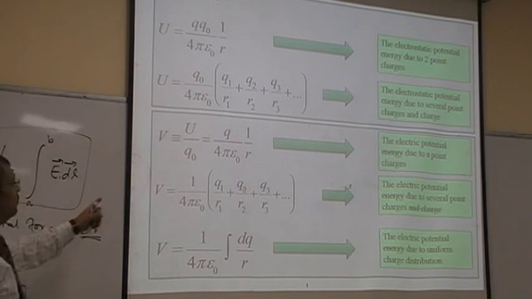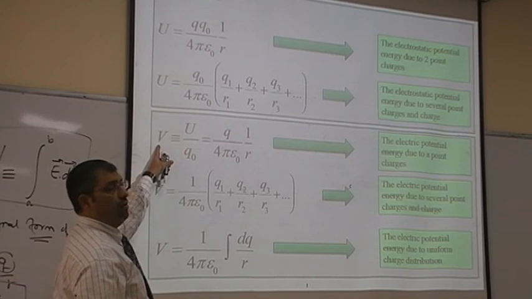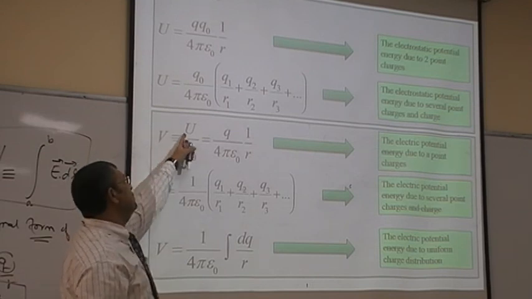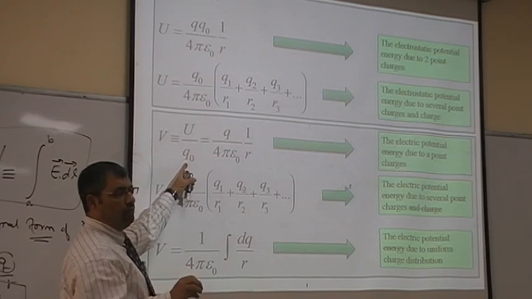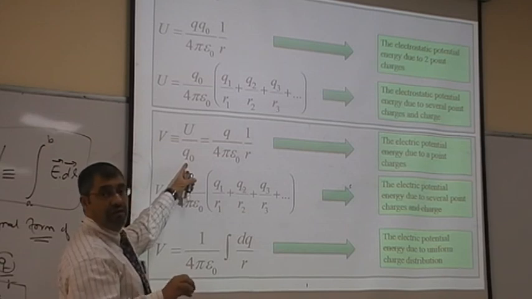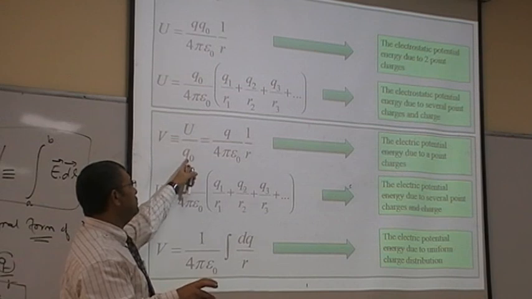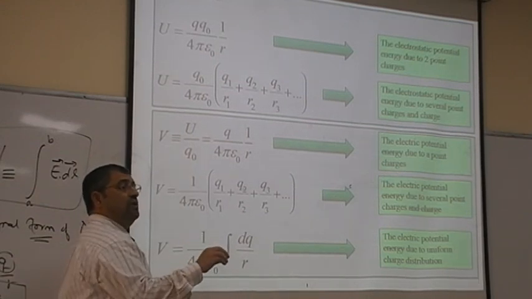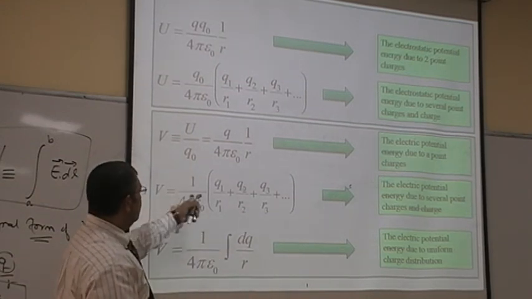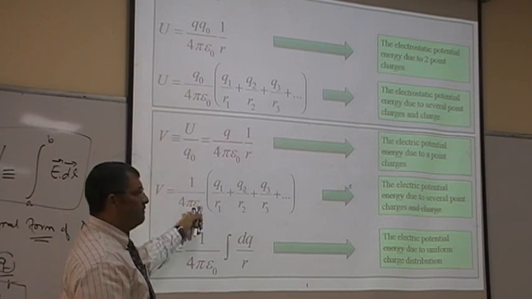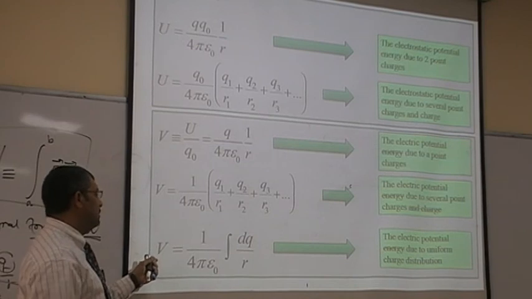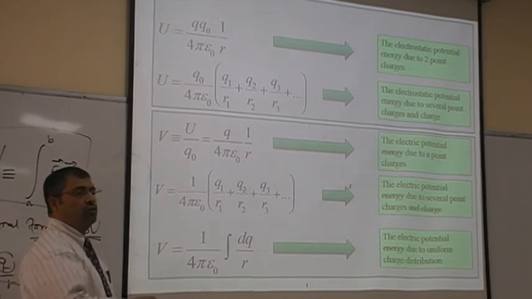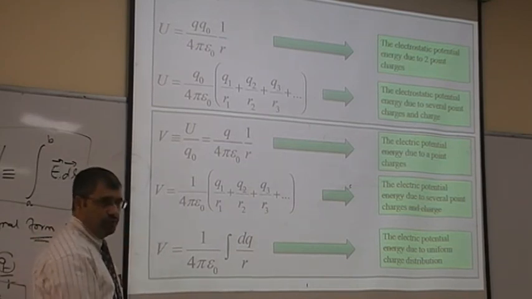From there, we define the voltage or the potential, which is simply U divided by q naught. So it's basically the electrostatic energy felt by that test charge when I place it within the electric field. In both of these, we have algebraic addition if we have more than one charge. And then last, the potential due to some continuous charge distribution.